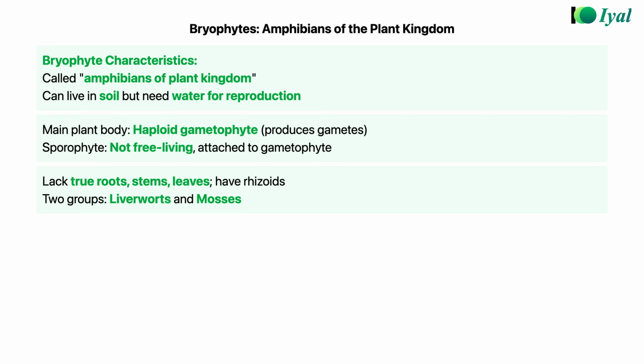Bryophytes don't have true roots, stems, or leaves. Instead, they have root-like, leaf-like, and stem-like structures, and they're attached to the substrate by unicellular or multicellular rhizoids. The bryophytes are divided into two main groups, liverworts and mosses. They play an important ecological role in plant succession on bare rocks and soil.